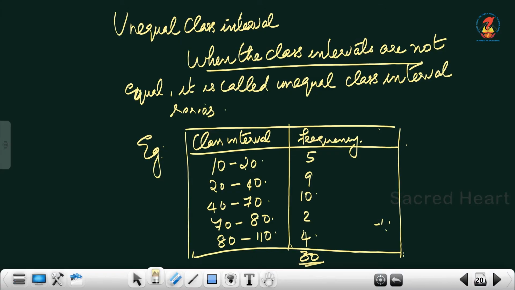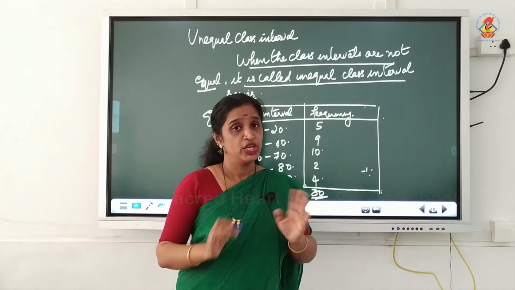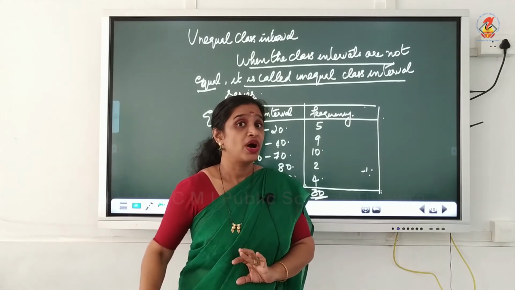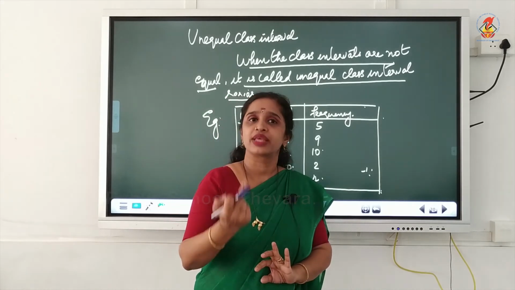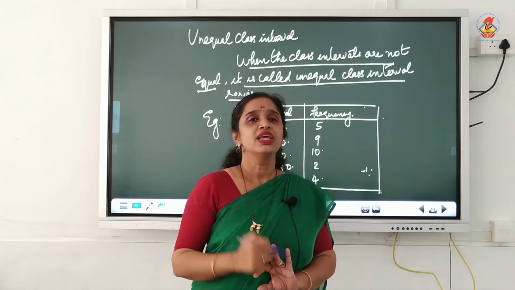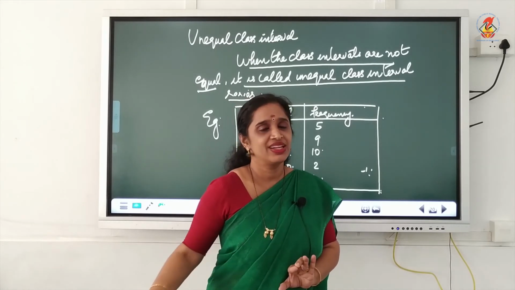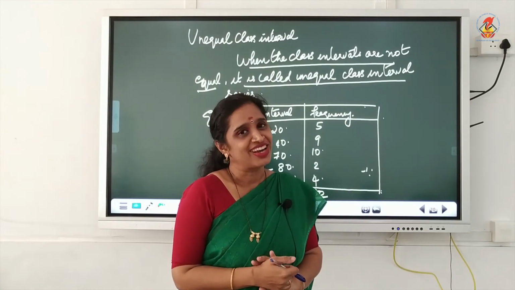When the class intervals are not equal, it is called unequal class interval series. 0 to 10, 10 to 20, 20 to 40, 40 to 70, 70 to 100. There is no continuity there. In some classes, the class size is 10. For some class intervals, class size is 20, and in other class intervals, class size is 30 or 40. It varies. That kind of a class interval is known as unequal class interval.